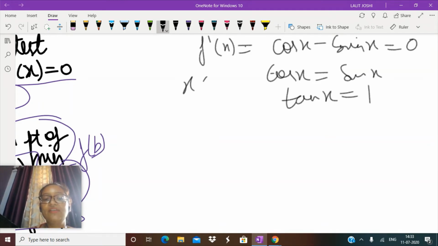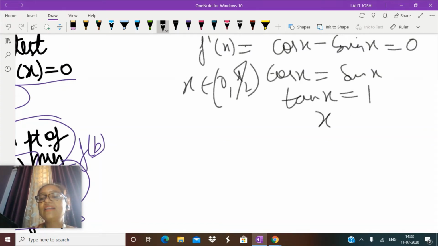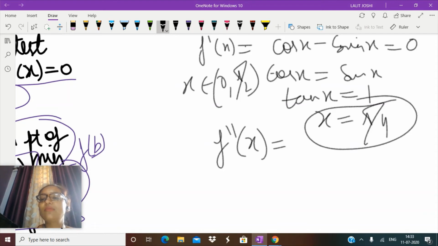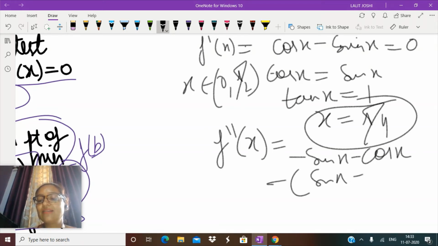Since it was the open interval 0 to pi by 2, it means we are in the first quadrant. So I'll just say x is pi by 4, right? We will find the second derivative at this particular point to check the sign, whether this point is a point of maxima or minima. I'll just get minus sin x minus cos x, so I'll take minus common: minus (sin x plus cos x).